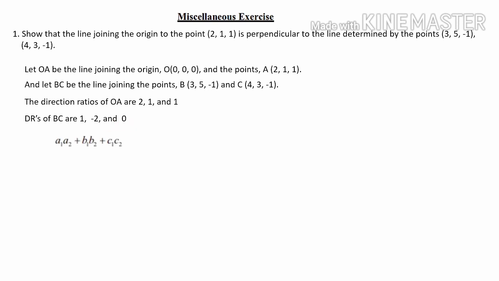So let's find a1 a2 plus b1 b2 plus c1 c2. This one we can consider as a1 b1 c1, this one as a2 b2 c2. That is equal to 2 into 1 plus 1 into minus 2 plus 1 into 0. So 2 into 1 is 2, then here it is minus 2. 2 minus 2 is 0, plus 0 is 0. So we have got the answer as 0. Therefore, we can say that OA is perpendicular to BC.